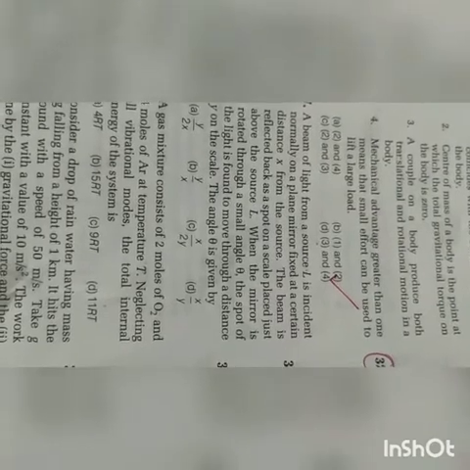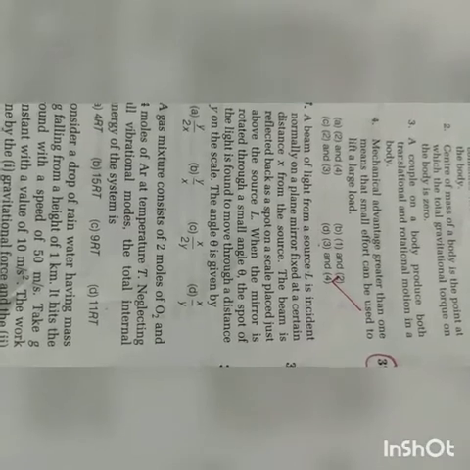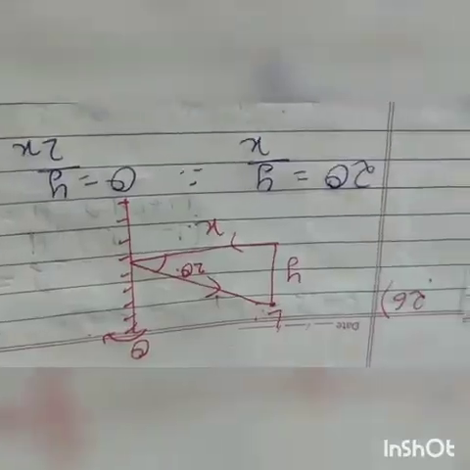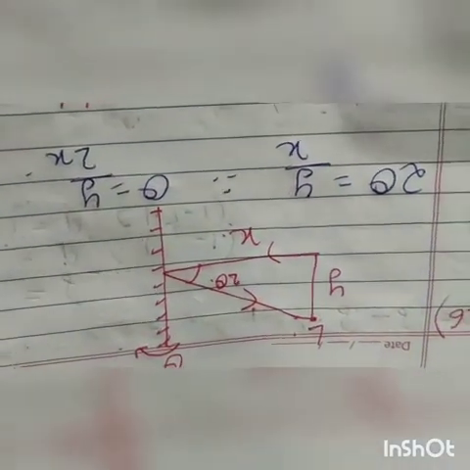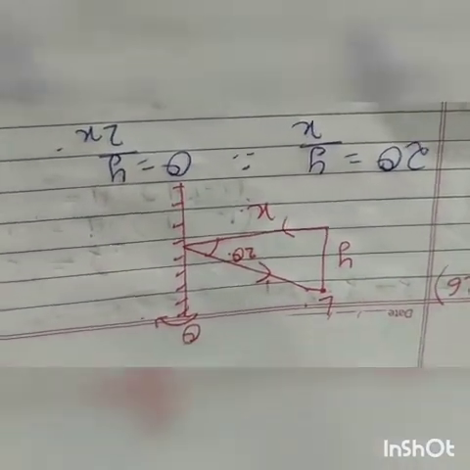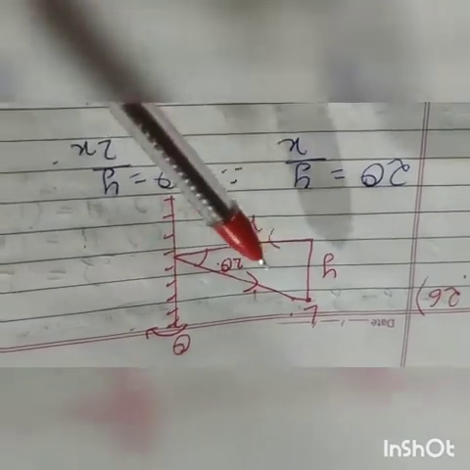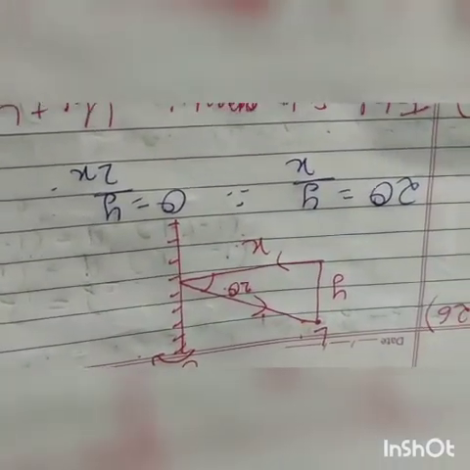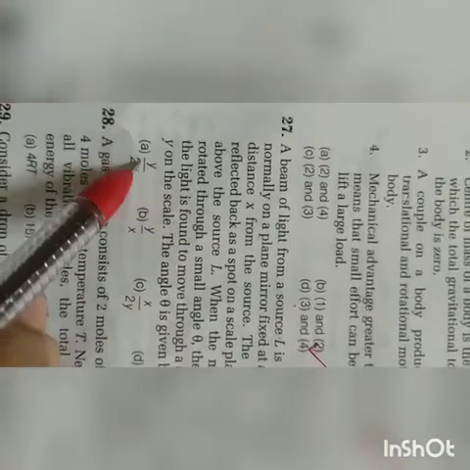Now question number 27. A beam of light from a source L is incident normally on a plane mirror fixed at a certain distance x from the source. The beam is reflected back as a spot on the scale placed just above the source L. When the mirror is rotated through a small angle theta, the spot of the light is found to move through a distance y from the scale. The angle is given by. So this is a diagram made on the basis of the question. Here we can see 2 theta is equal to y by x, so theta will be y by 2x. So the correct option is y by 2x.